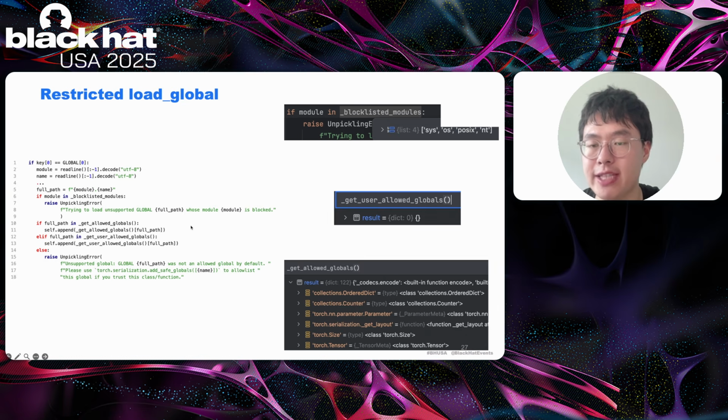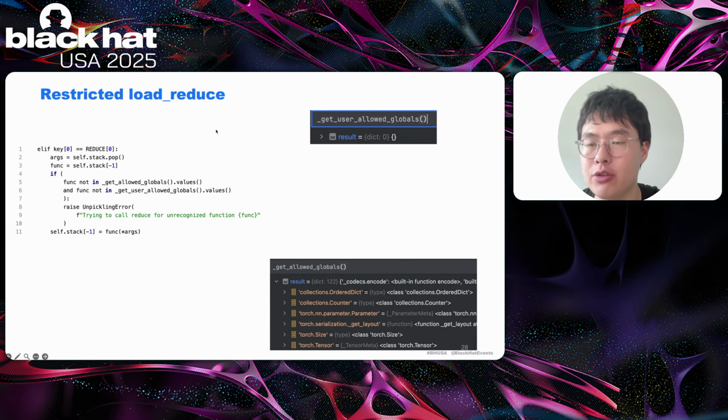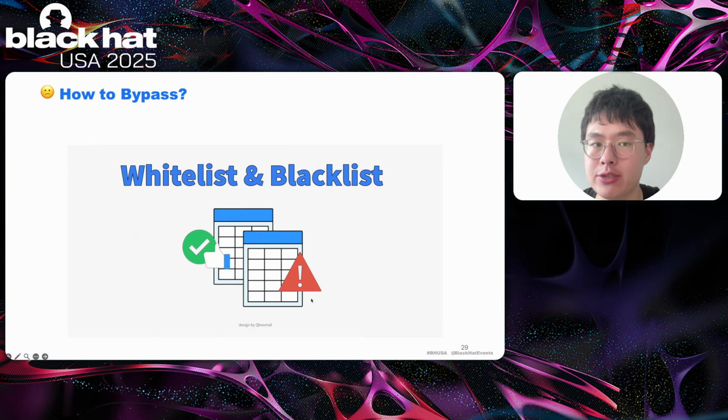Through the above example, we can roughly sense that the most dangerous parts of pickle deserialization are load_global and load_reduce. So the weights-only unpickler just adds some restrictions to these dangerous opcodes. Looking at the code, you can see that the load_global function adds some whitelist and blacklist checks to prevent security issues. The load_reduce function is restricted in a similar way, and you can see that it has a whitelist. So in general, weights-only is implemented using a whitelist and a blacklist.